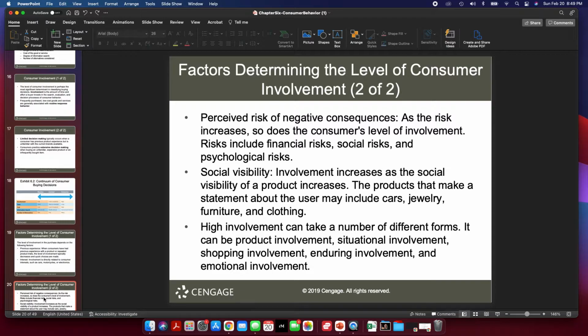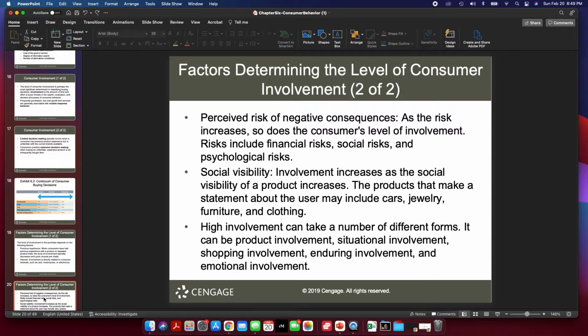Perceived risk of negative consequences. As risk increases, so does the level of involvement. If there's a risk associated with it, you're going to take more time, right? Also, social visibility. If you're going to be seen in public with these, right, there is usually a high level of decision making. It's an extensive decision-making process.